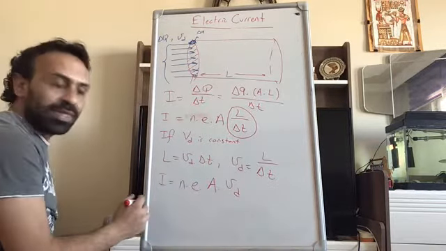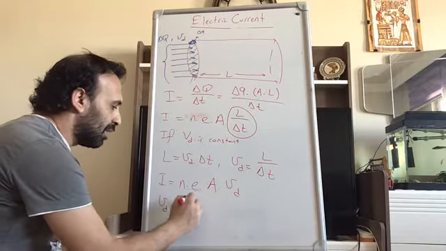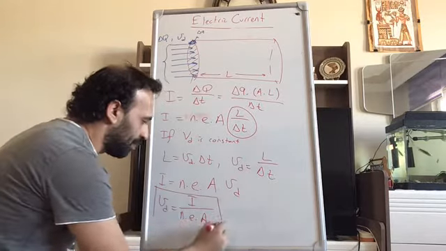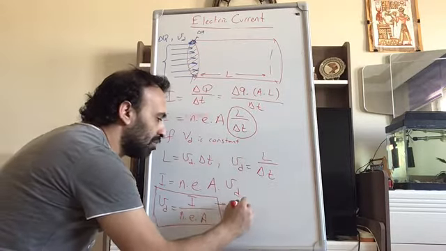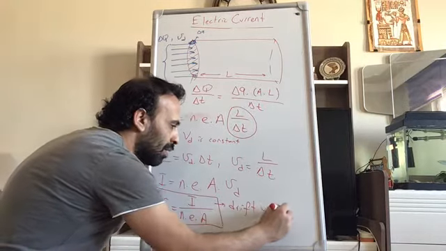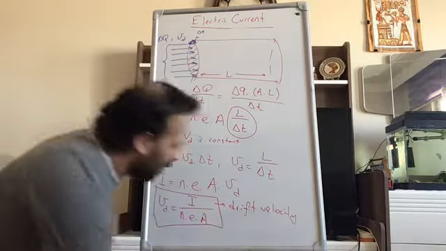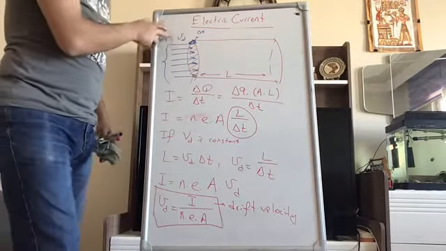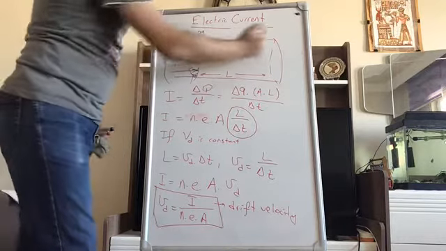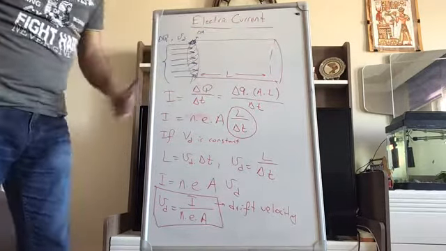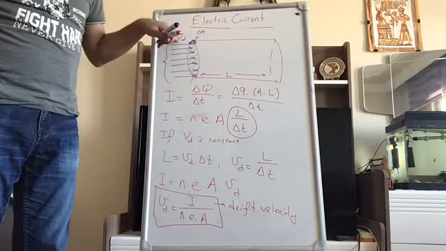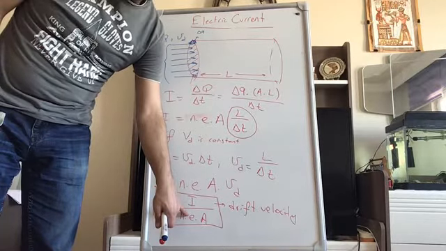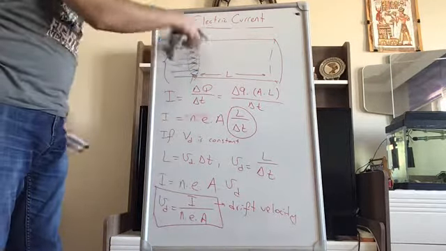Or I can reverse this relation. Their velocity can be written in terms of the current, n times e times the area. And this is called the drift velocity of the charges. We assume that the drift velocity is constant, and it is the velocity at which the electrons move through the material from one end to another. We can calculate the drift velocity in terms of the current if you can measure the number of the electrons, their charge, and the cross-sectional area of the material.